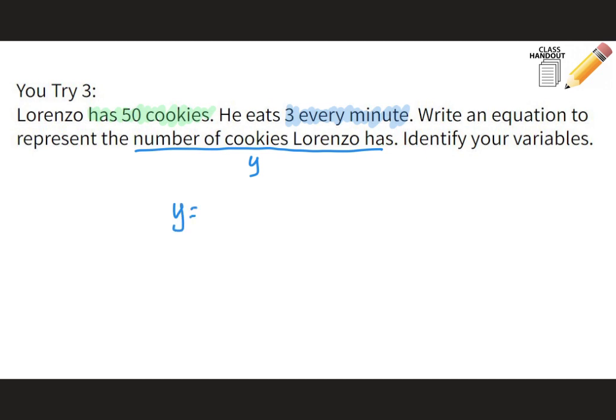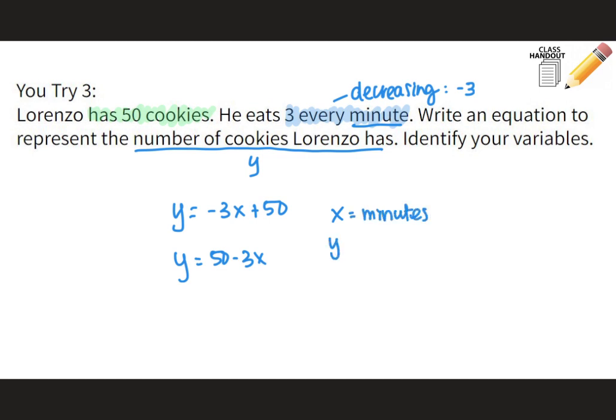So our equation is going to be y equals... since he's eating 3 every minute, that tells us this is decreasing, which means this is going to be a negative 3. So it's going to be negative 3x plus 50. It also makes sense to write it as 50 minus 3x, which might make more sense to some of you. In this case, x represents time, which is going to be minutes, and y, like we said, is the number of cookies Lorenzo has.